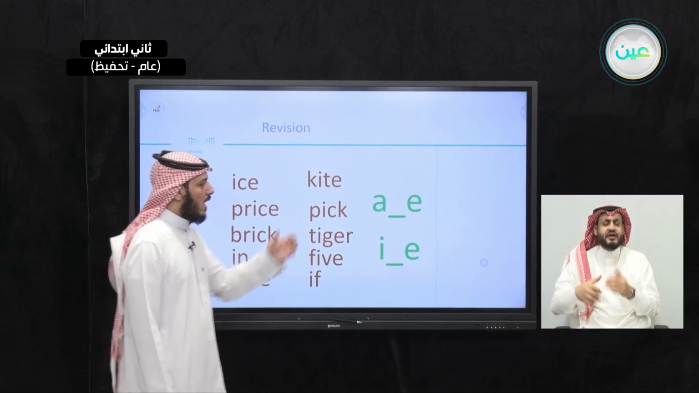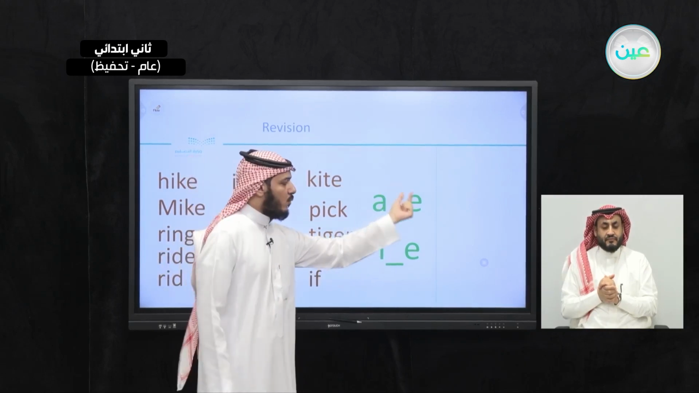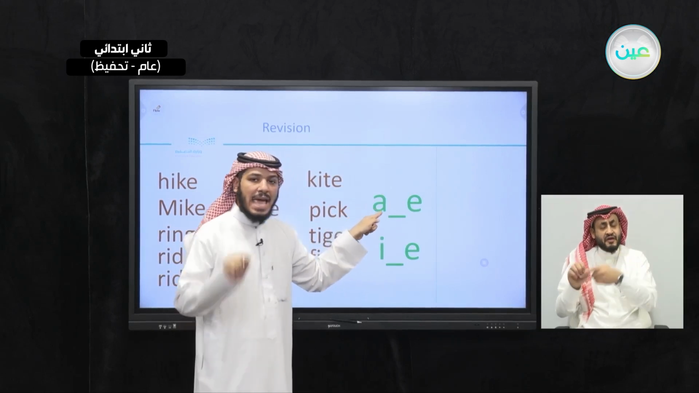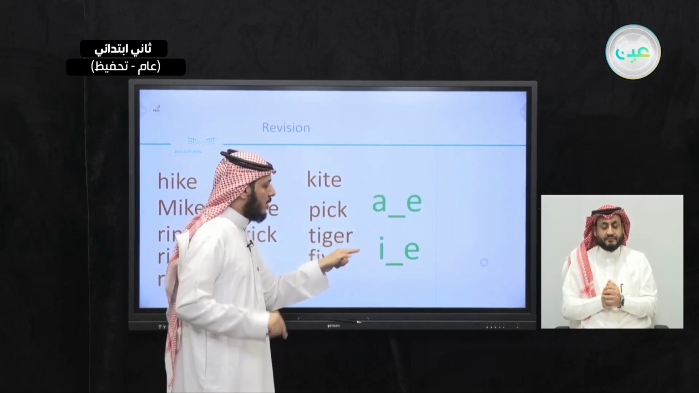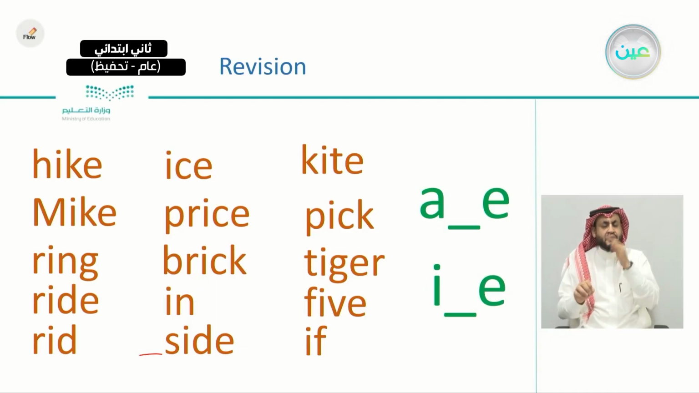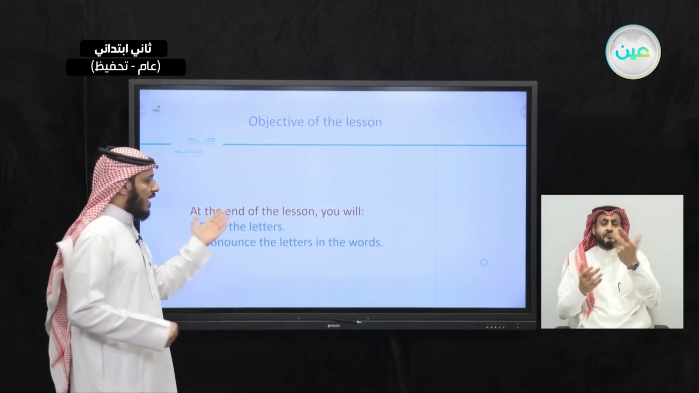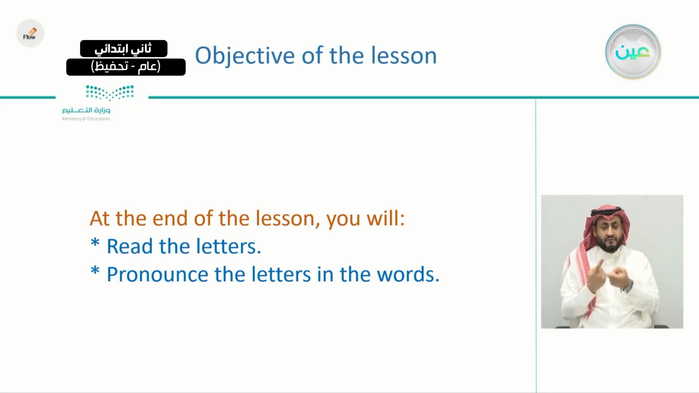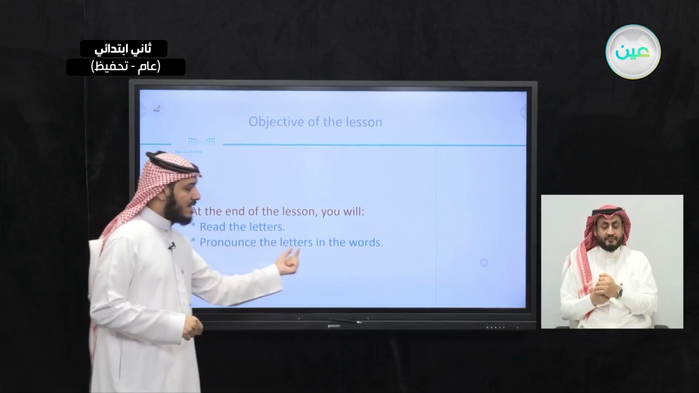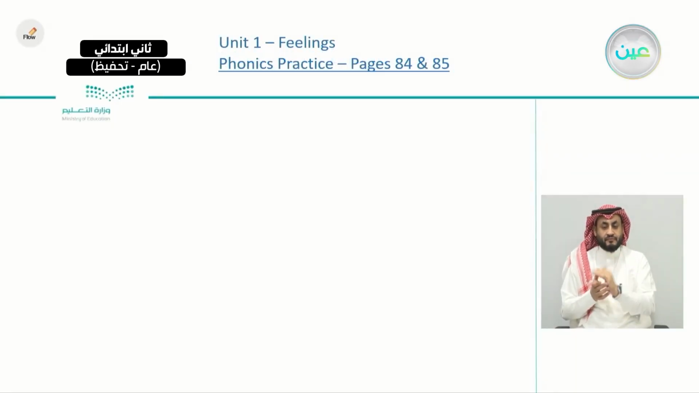So if we have A, then any letter here, C, K, Z, Y, any letter, then we have E, I will pronounce this letter as its name, A. Also the same rule here with I. I, then any letter, then E, I will pronounce it as I. Ice, as an example. This is our lesson today. What we will learn today. At the end of the lesson, you will read the letters and also pronounce the letters inside the words. Okay, let's start with our lesson.